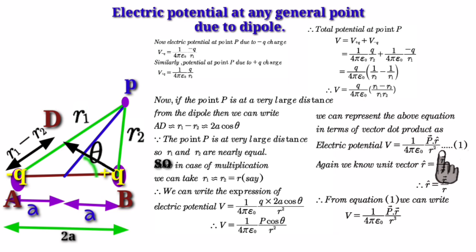where r cap is the unit vector along the line joining the center of the dipole and the point P. Again, we know unit vector r cap is equal to r vector divided by magnitude of r vector, which gives r vector divided by r. Therefore, from the above equation, we can write V is equal to 1 by 4 pi epsilon naught P vector dot r vector divided by r cube.